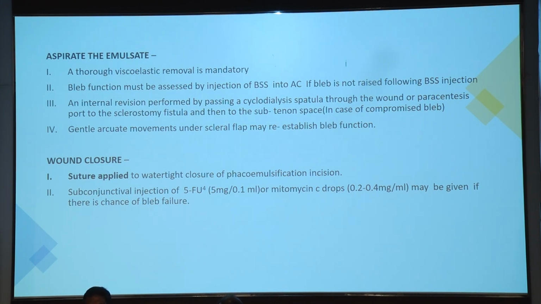An internal revision can be performed by passing a cyclodialysis spatula through the wound or paracentesis port to the sclerostomy fistula and then to the subtenon space. Gentle arcuate movements under the scleral flap may re-establish bleb function. Suture may be applied for watertight closure of the phacoemulsification incision if you are not very confident that the wound has closed properly. Subconjunctival injection of 5-FU or mitomycin C may be given if there is a chance of bleb failure.